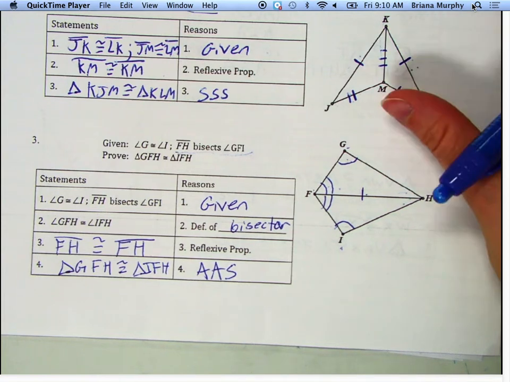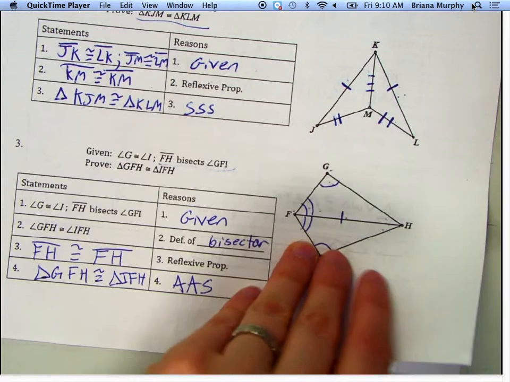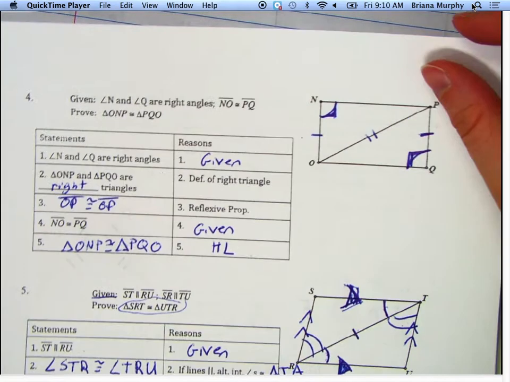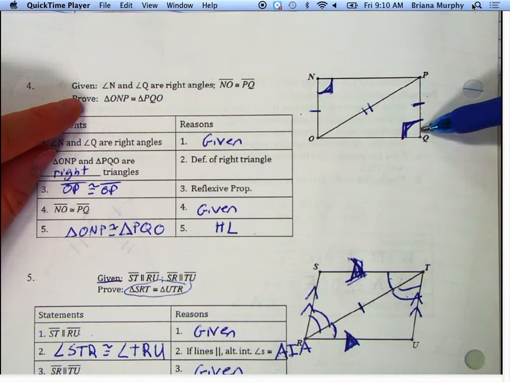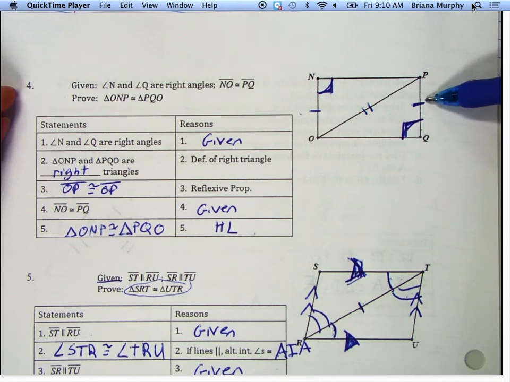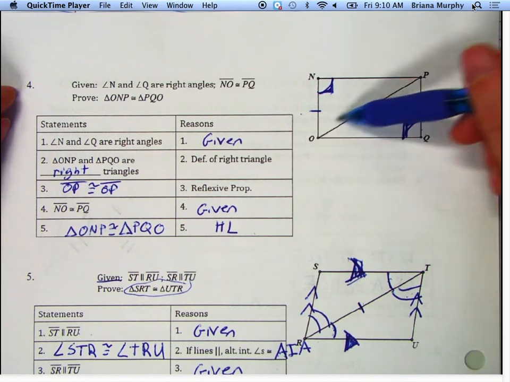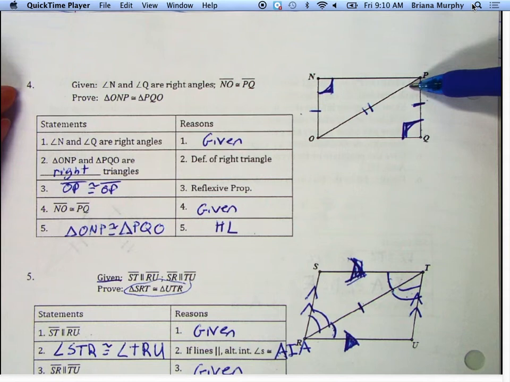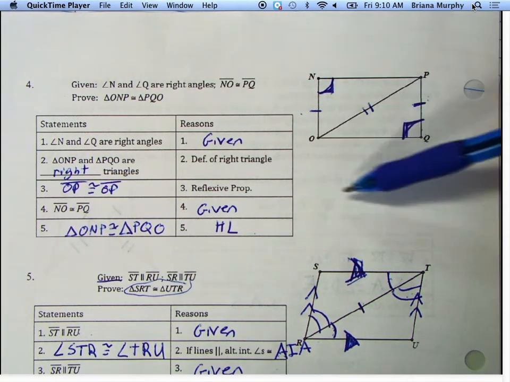Everybody ready for number 4? Okay, number 4. N and Q are both right angles. NO and PQ are congruent. PO is congruent to PO by what? Reflexive. So, why are these two triangles congruent to each other?